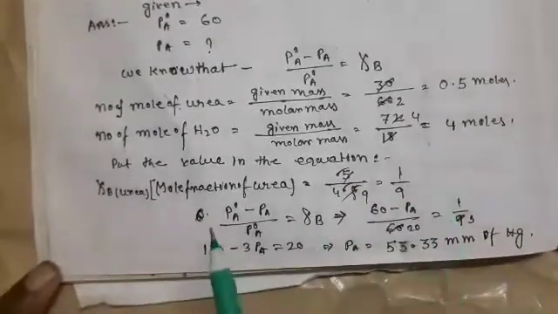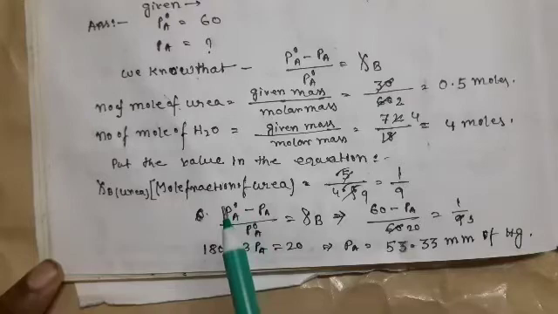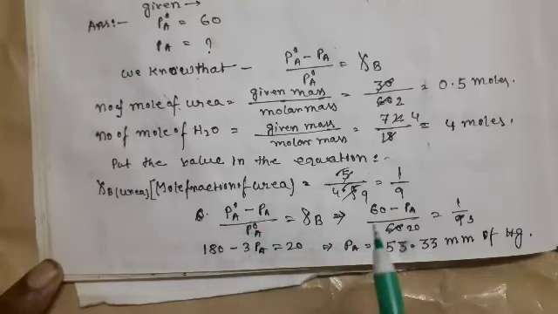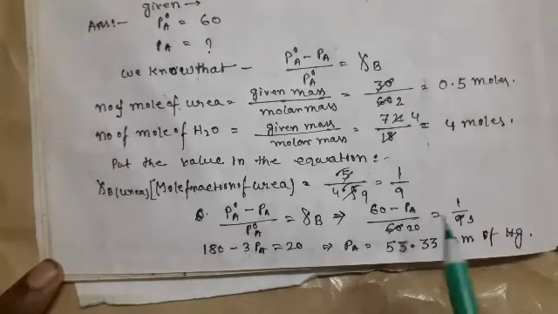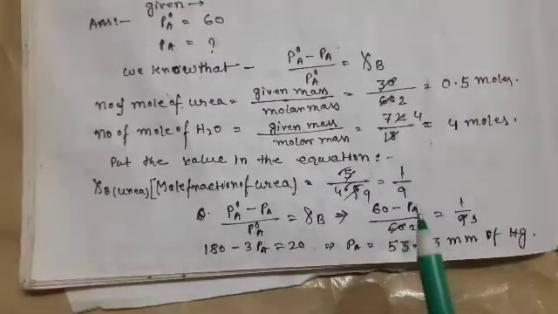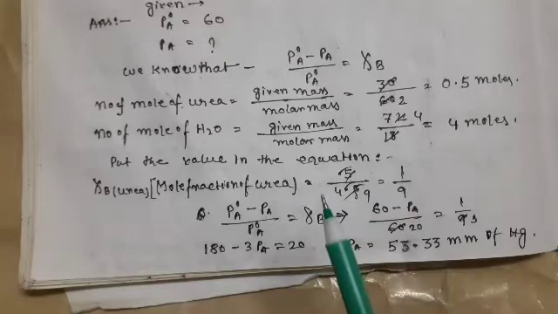Now put this value. P naught A is 60, PA is to be calculated, P naught A is also 60, and zeta B is 1 by 9. After calculation we get PA equal to 53.33 mmHg. That is the vapor pressure of the solution containing the non-volatile solute, urea.